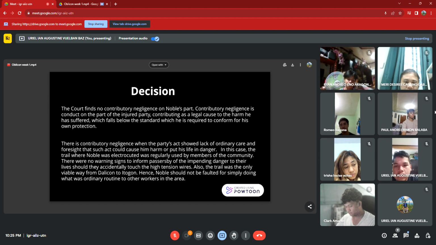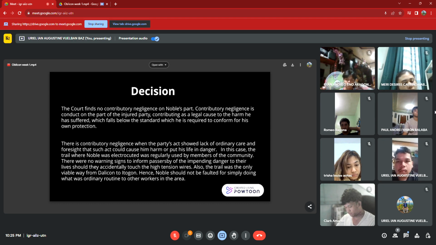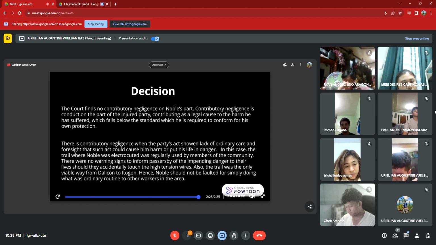In this case, the trail where Noble was electrocuted was regularly used by members of the community. There were no warning signs to inform passersby of the impending danger to their lives should they accidentally touch the high-tension wires. Also, the trail was the only viable way from Lignon to Itubon. Hence, Noble should not be faulted for simply doing what was ordinary routine to other workers in the area.